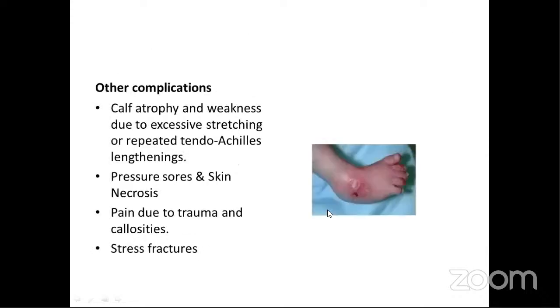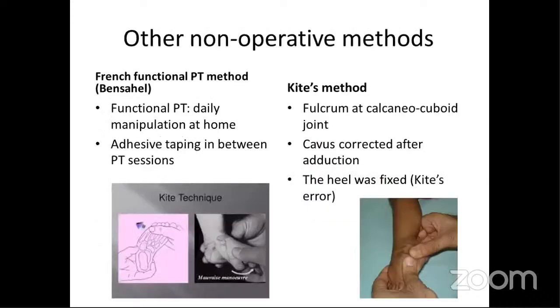Other complications are obviously tight clusters, sores, pain because of trauma and callosities, calf atrophy because of repeated clusters, and sometimes stress fractures. Now it is imperative over here to mention a word about Kite's method, right?